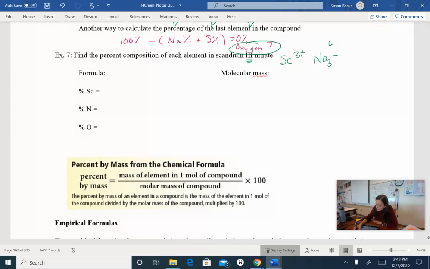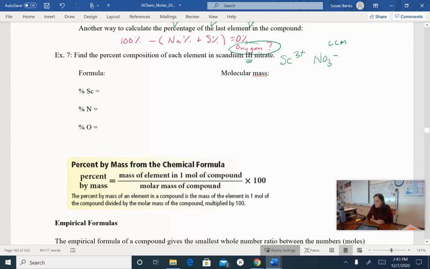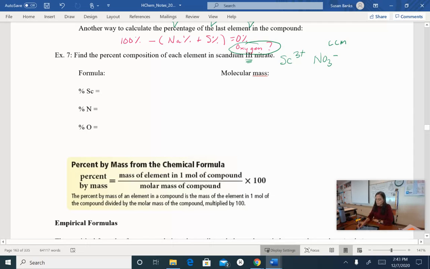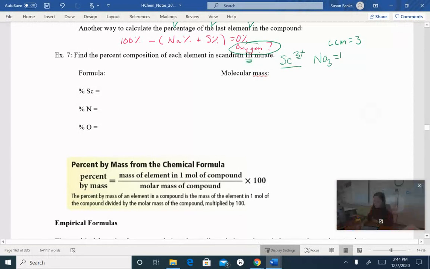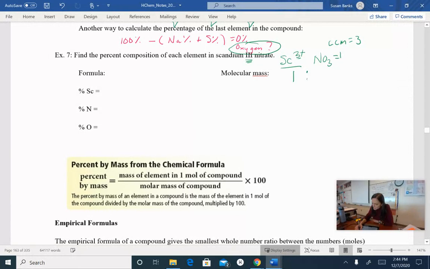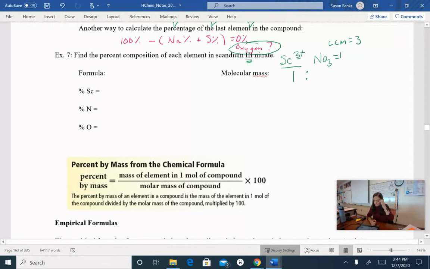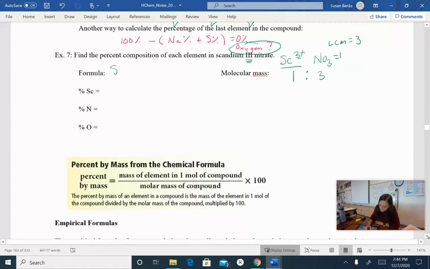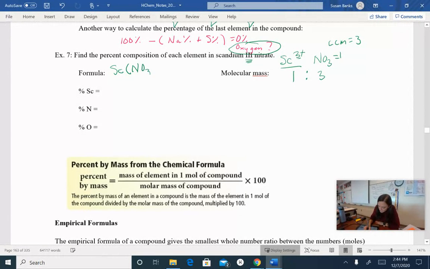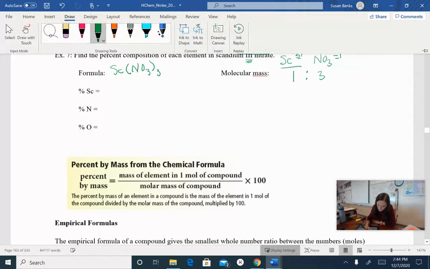I like to find the least common multiple between the charges. So the least common multiple between a 3 and a 1, right? That's a -1, is 3. So how many scandiums do I need to get to a +3? I need 1 of them. And how many nitrates do I need to get to a -3? I need 3 of them. So we are going to need 1 scandium, and we're going to need 3 nitrate groups.